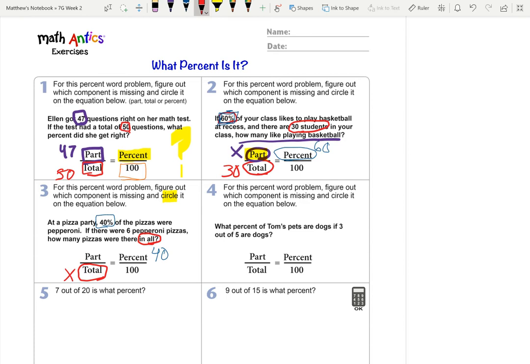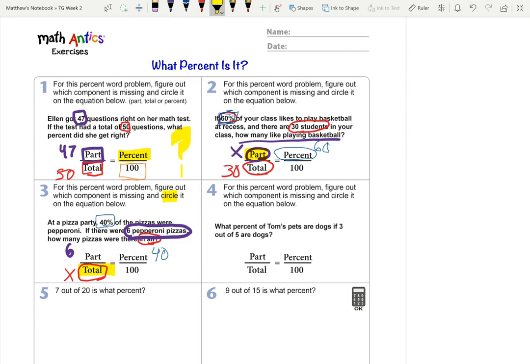And then as for the part, it does give us the part here. If there were 6 pizzas that were pepperoni, so that's just a part of how many there were. How many were there in all? So there I've circled, and I'm actually going to highlight as well the missing part, which is the total. So we have 6 over a number X equals 40 over 100.